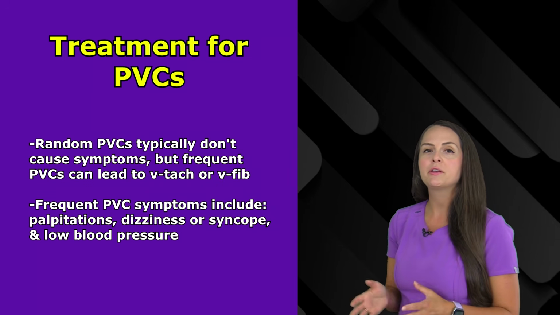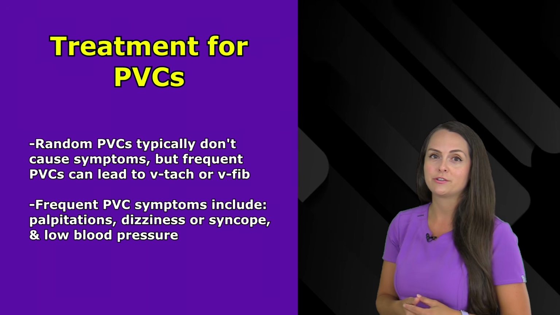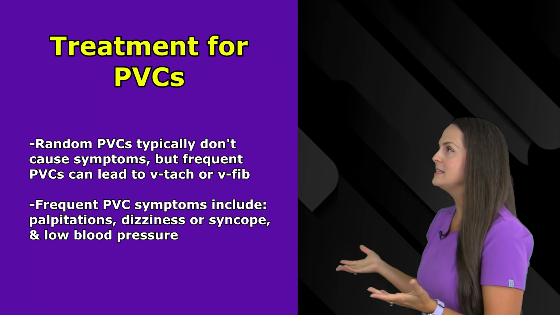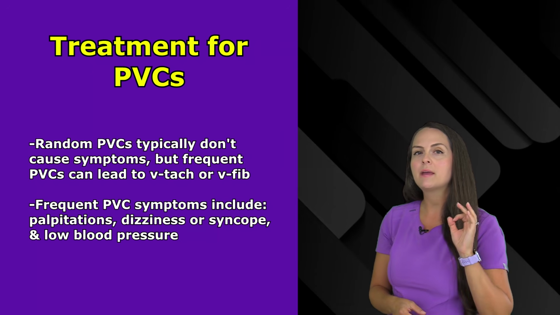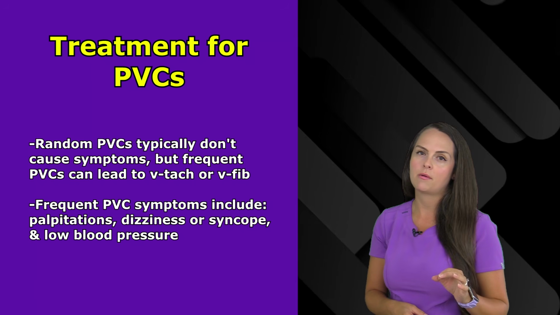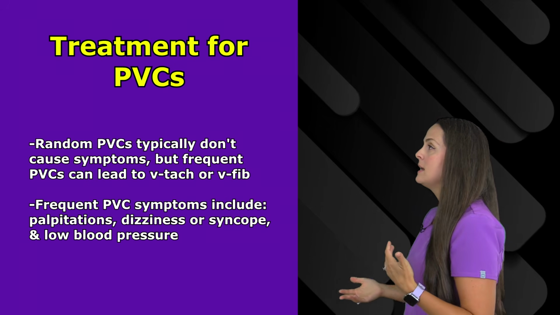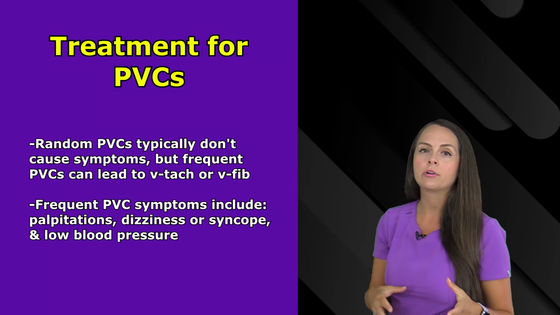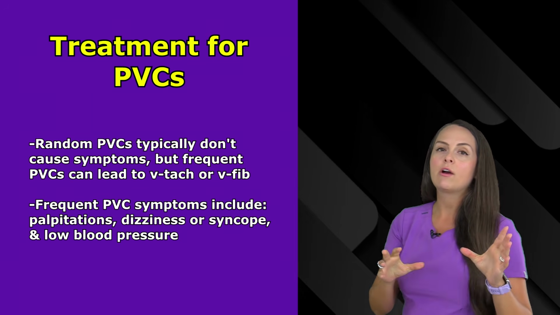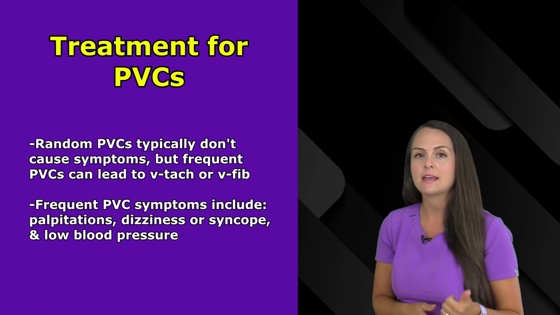Now let's talk about the treatment for PVCs, because as a nurse, we want to be familiar with the possible treatments that may be ordered for a patient who is experiencing these types of premature ventricular contractions. So random PVCs typically don't cause signs and symptoms. A lot of patients aren't even aware that they're having them. But when they become frequent, that's when they become a problem. Patients typically start to have signs and symptoms of dizziness, syncope, they may feel palpitations, and their blood pressure may drop because, especially if they're frequent, it could be lowering the cardiac output. So as I pointed out earlier, these PVCs could lead to dangerous dysrhythmias like VTach and VFib.